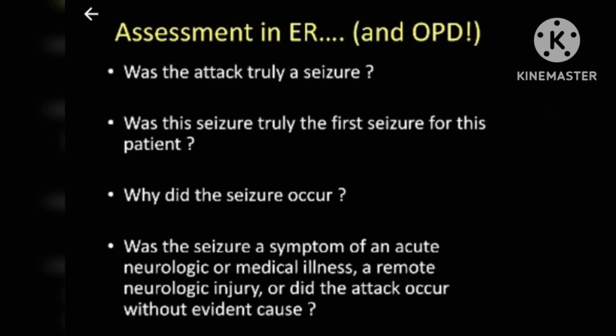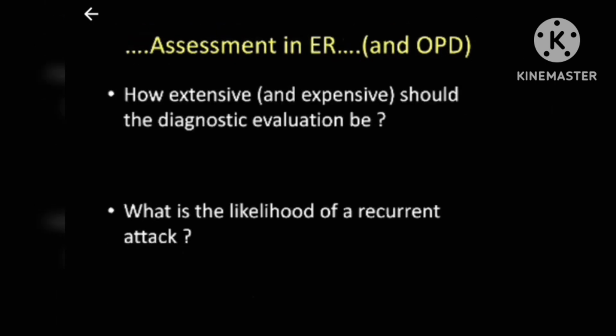Which means you must understand the etiology. And most importantly, was the seizure a symptom of an acute neurological or medical illness? For example, let us say severe high blood sugar, 500, 600, and having a seizure. Well, that is because of a medical illness. Or a remote neurological injury, a head injury 10 years back, and now having a seizure, you know that it's coming from a scar. So that is what is important.